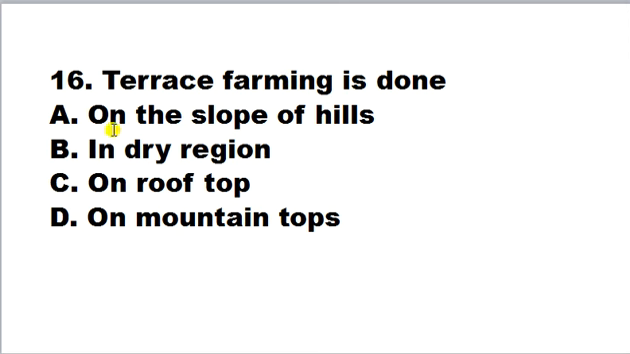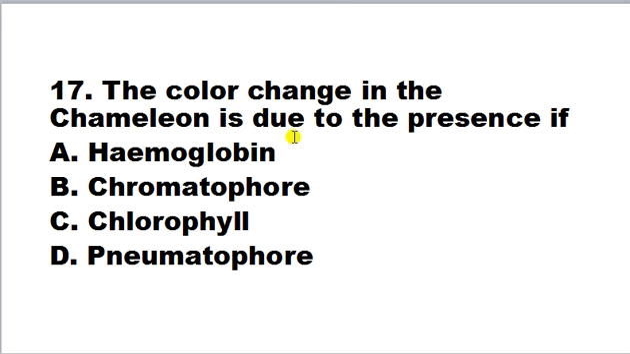Terrace farming is done on the slope of hills in dry region, on rooftops, on mountain tops. Terrace farming is done on the slope of hills. The color change in the chameleon is due to the presence of hemoglobin, chromatophore, chlorophyll, pneumatophore. So the color change in the chameleon is due to the presence of chromatophore. Chromatophores are present beneath the skin and they have different colors of pigment.